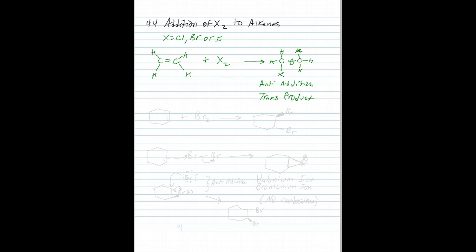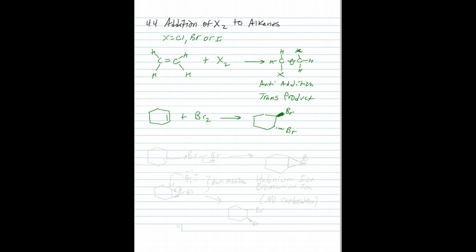And I'll show you an example. Remember, ringed compounds have restricted rotations. So if you take a double bond and add Br2 to it, what you get is bromine on each side, but one of the bromines is up and the other bromine is down. So you get the trans product. This is trans, and the reason is because in the mechanism it goes anti.